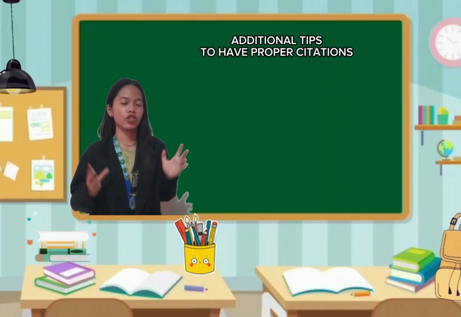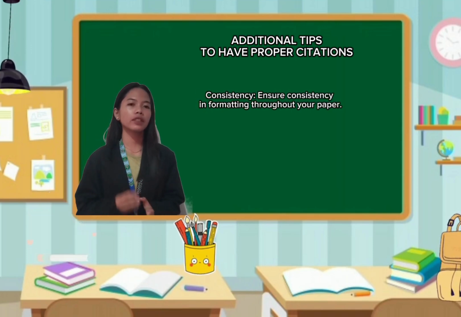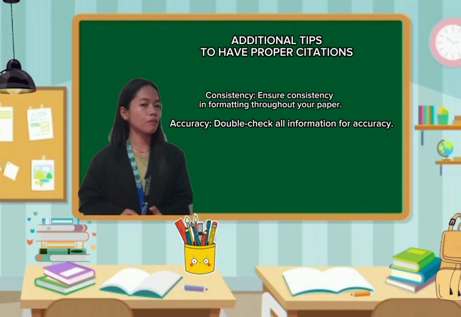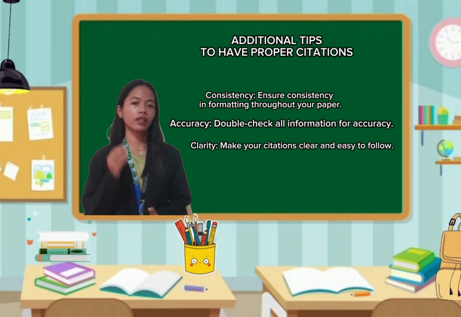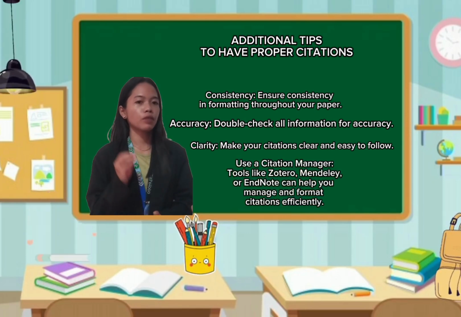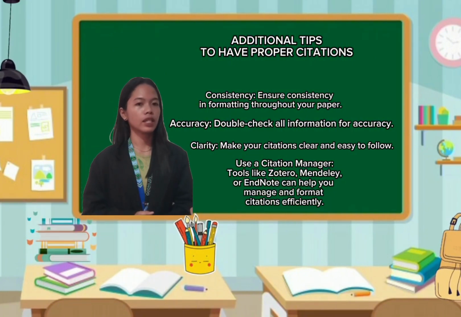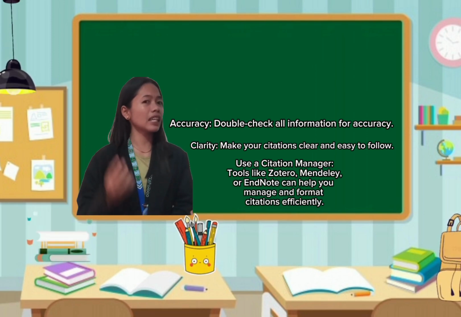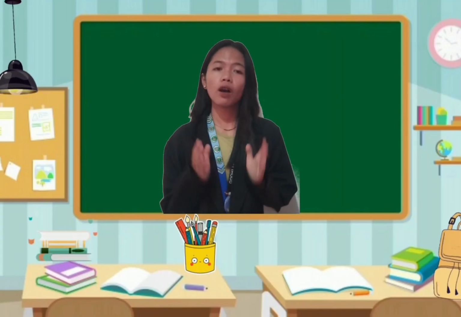Additional tips to have proper citation. We have consistency. You must ensure consistency in formatting throughout your paper. We have accuracy. You have to double check all information. Then, clarity. Make sure that your citations are clear and easy to follow or understand. Then the last one is use a citation manager. These are tools like Zotero, Mendeley, or EndNote that can help you manage and format citations efficiently, and they automatically generate citations. So class, that's all for citation.